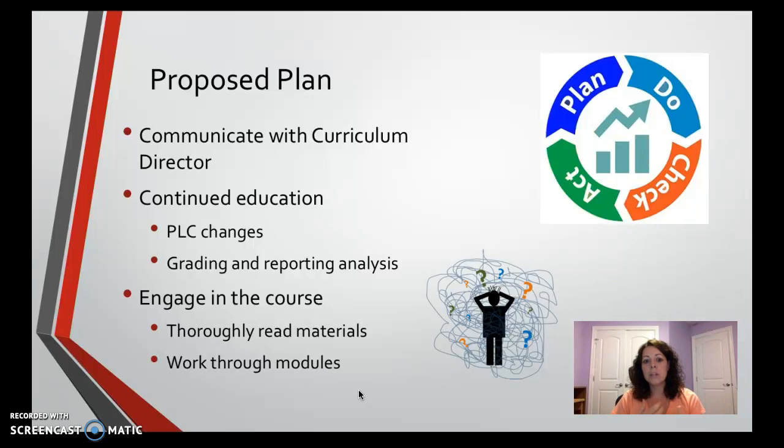This next year, we're really excited. We are going to be looking at different grading and reporting techniques and strategies, and so just reading up on ways to do this and analyzing that. I think the grading and reporting is a big piece of data that we use daily or weekly within our classrooms. So, and then also the PLC changes.